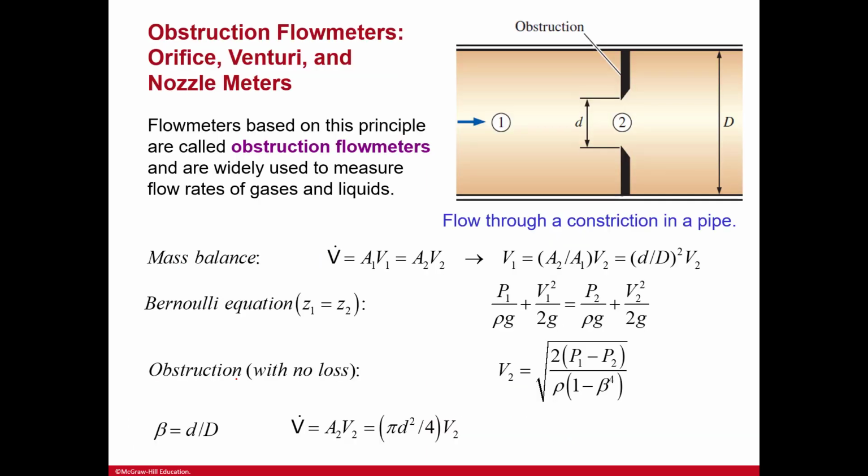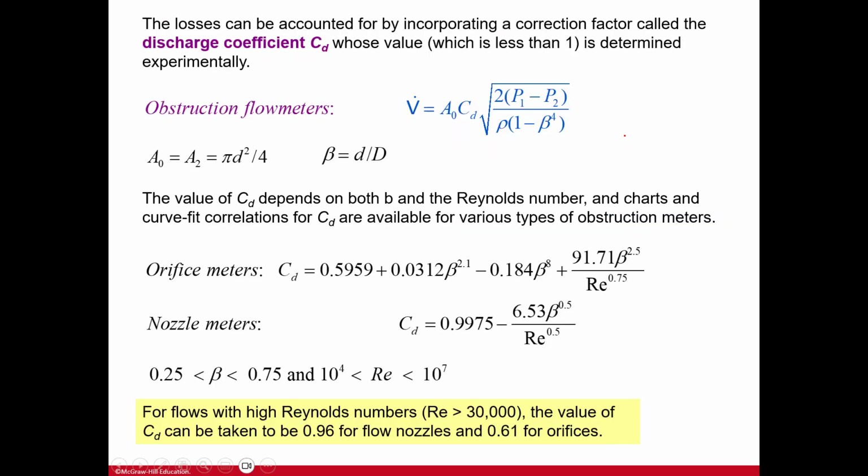Obstruction flow meters: orifice, venturi, and nozzle meters. So flow meters based on this principle are called obstruction flow meters and are widely used to measure flow rates of gases and liquids. You have a mass balance for that, a Bernoulli equation, and then the obstruction with no holes. And then you see this flow through a constriction pipe. Here, you can see that the flow is constricted. The losses can be accounted for by incorporating a correction factor called the discharge coefficient, denoted here by C subscript D, whose value is less than 1, and it is determined experimentally.